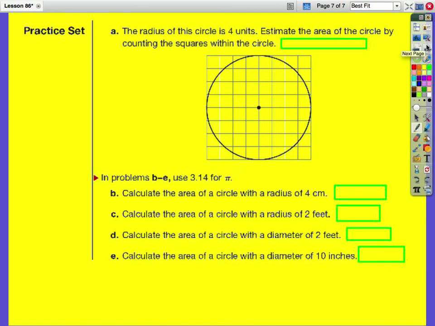So go ahead, do this practice set. Notice on D and E, it gives you diameter, but you need radius. You can't find the area with diameter, so you need to knock that down into a radius. Go ahead, try those problems. If you have any questions, make sure you bring them to class.